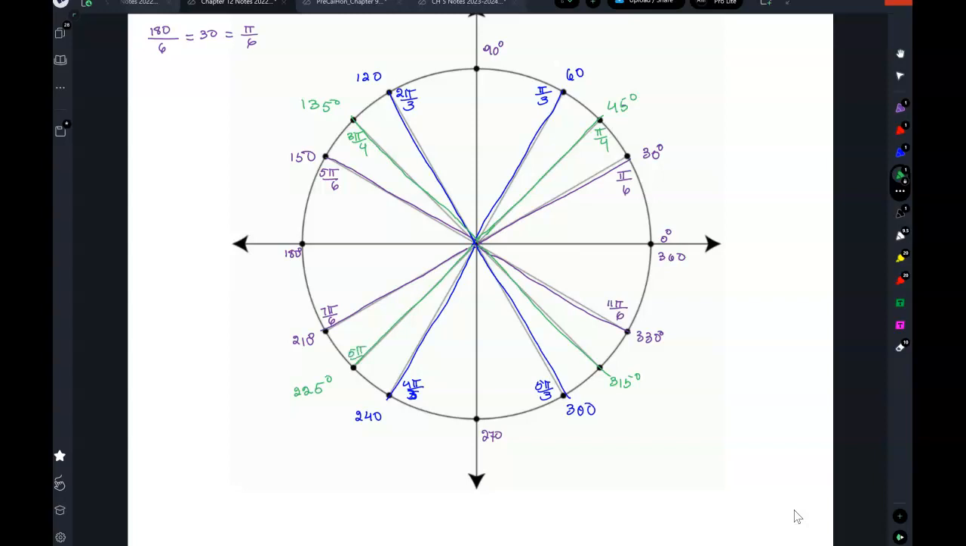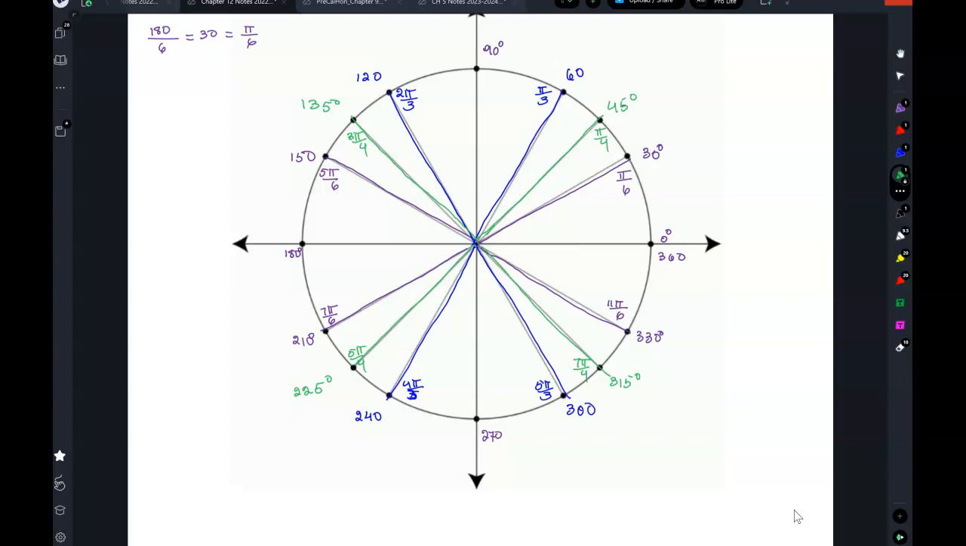5 pi over 4, 7 pi over 4. Those are the ones. Okay. So the expectation is that you just know pi by heart. Pi over 6, 5 pi over 6, 7 pi over 6, 11 pi over 6. In the beginning, it takes a little bit, right?